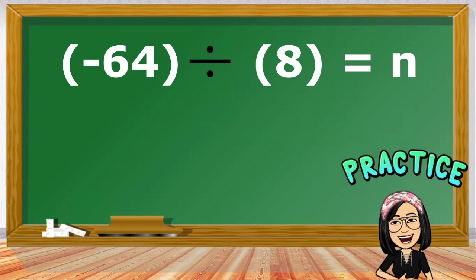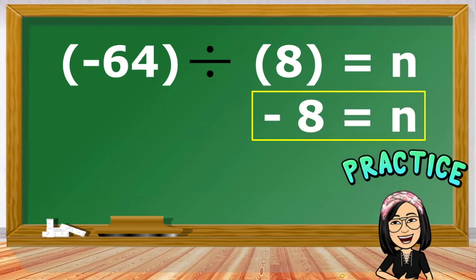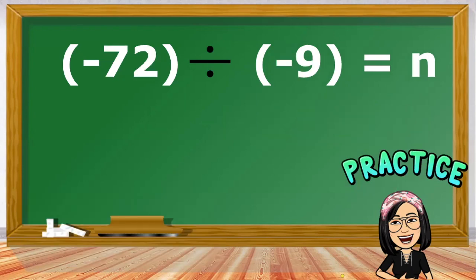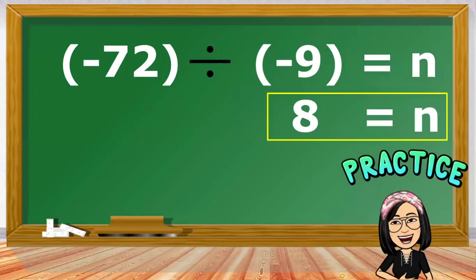Negative 64 divided by positive 8. Negative dividend, positive divisor. The answer or the quotient is definitely negative. The answer is negative 8. Good job. How about negative 72 divided by negative 9? The dividend is negative, so is the divisor. They share the same signs, so the answer should be positive. So the quotient is positive 8.